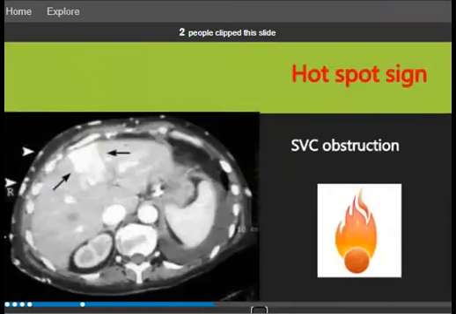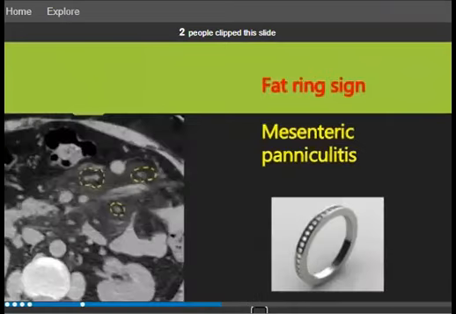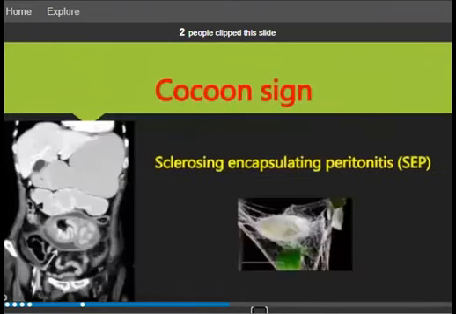Again, hotspot sign, superior vena cava obstruction. Fat ring, mesenteric panniculitis. Cocoon sign, which is sclerosing encapsulating peritonitis. Very rare. Okay, you can see how it becomes encapsulated. Yeah, and the differential will be TB. Okay.